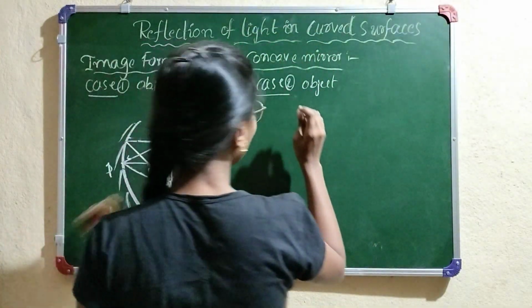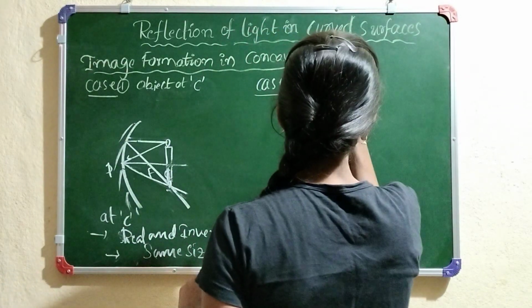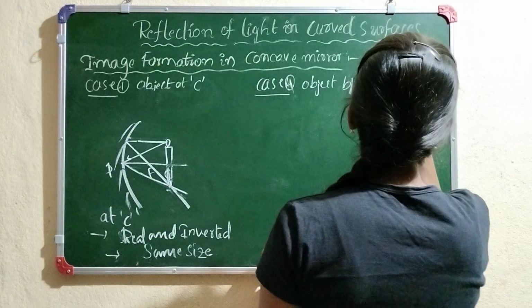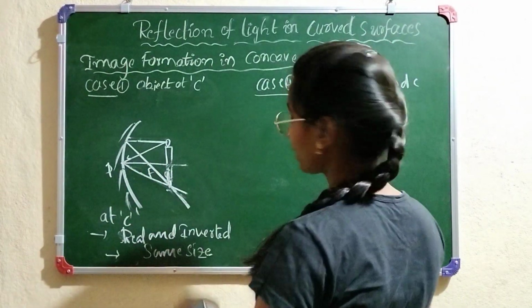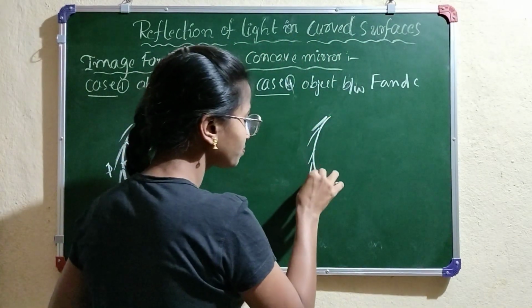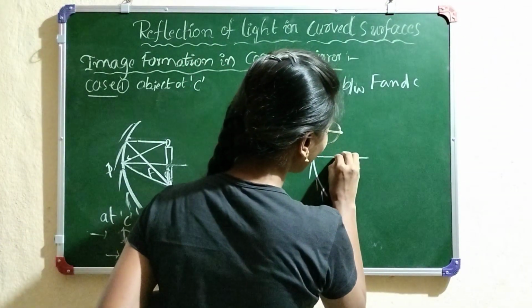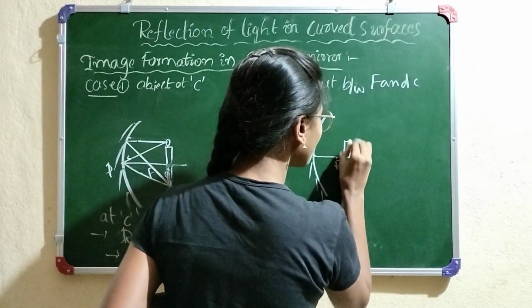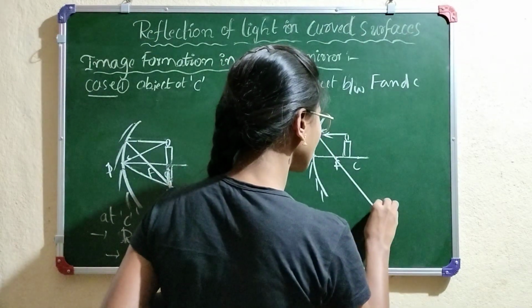Next, case 4. Case 4 is object between F and C. Now a little closer I am taking. Now see, the next case I am keeping an object between F and C. Am I clear? So now see, this is a concave mirror. Now I am keeping an object between F and C. So now the same parallel light ray I am taking, which passes through the focus.